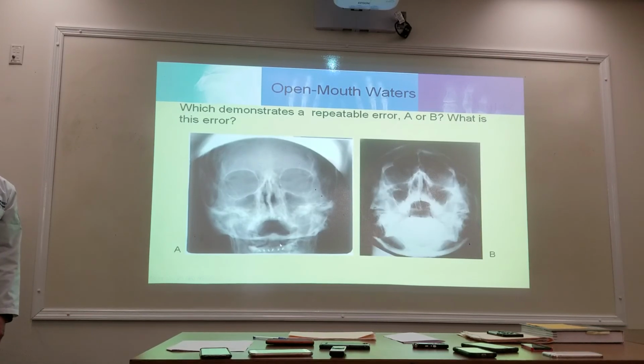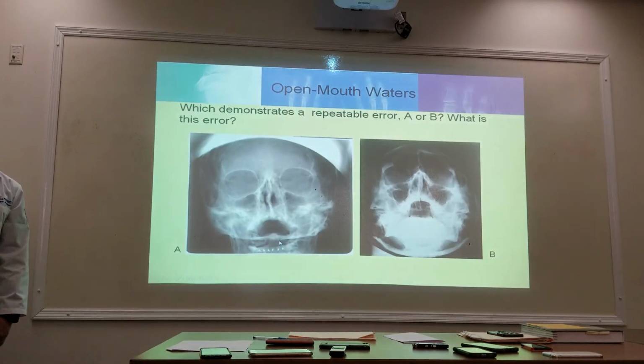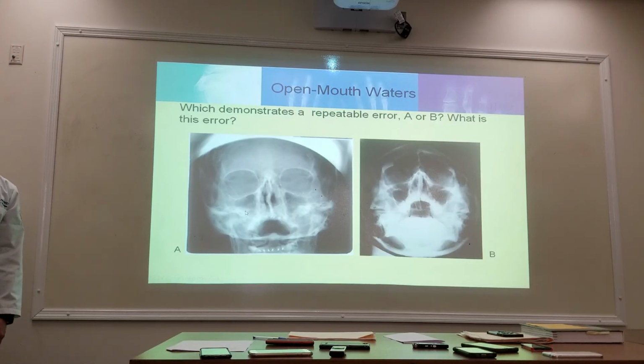What's wrong with this? Okay, this is supposed to be an open mouth Waters, okay? Where are the petrous ridges? They are way down. They're here in the maxillary sinuses, so they should be below. All right? So what should have been done here to make sure that these are lower? So greater head extension, right? Okay.